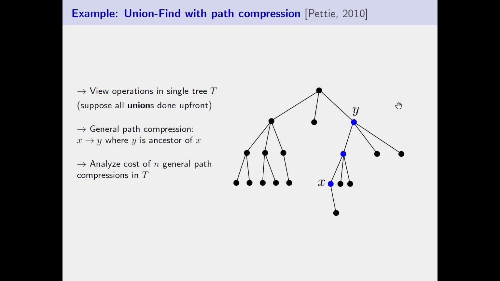So first, we view all these trees as if they were a single tree. So somehow, for the sake of analysis, we do all the unions up front. We merge all these trees into one. And now these path compressions don't necessarily go up to the root, right? They go only as far as they would go in their trees. So we have this general path compression where we can compress the path from some X to Y. Okay, and we want to say what is the cost of n such path compressions. Okay, and the cost is how many nodes we touch on these paths.